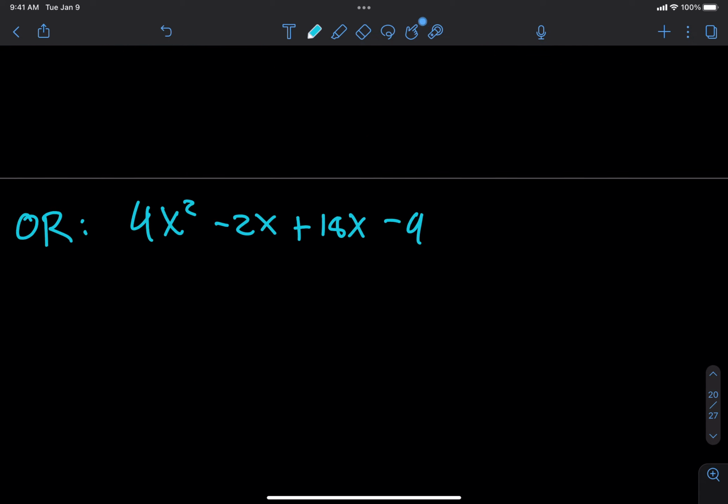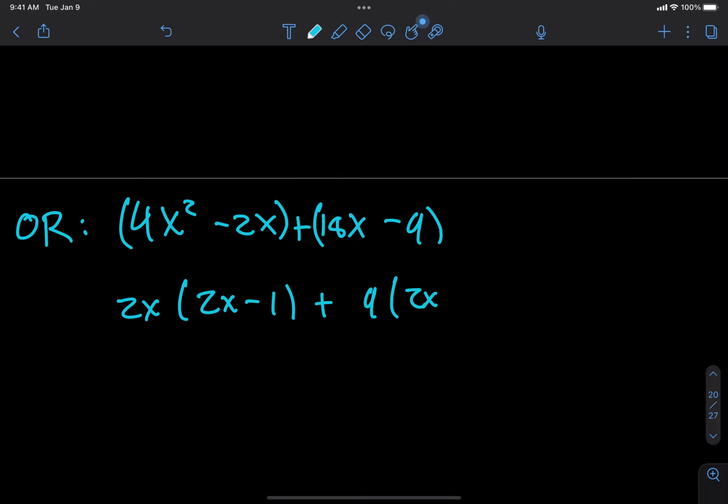Okay, and then what would we do? We would put our parentheses around each subterm, and then we'd take out a common factor. So the common factor which we can take out of the first one is 2x, and then we would be left with, what, 2x minus 1? 2x minus 1. And then we would add, and then the greatest common factor in the second one is 9, and then we would get 2x minus 1 again. And then we would combine like terms and get 2x plus 9 times 2x minus 1.